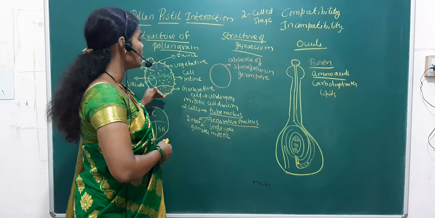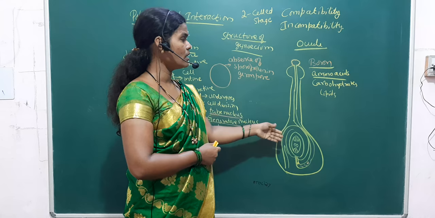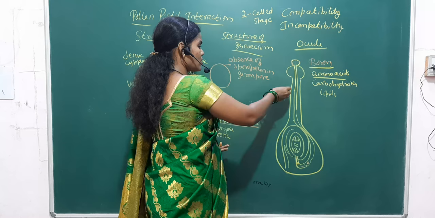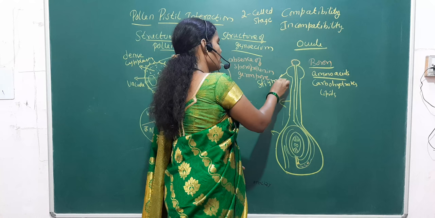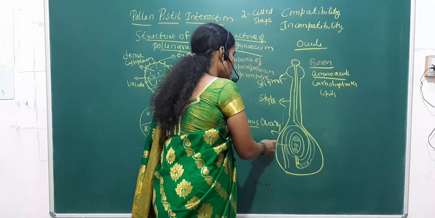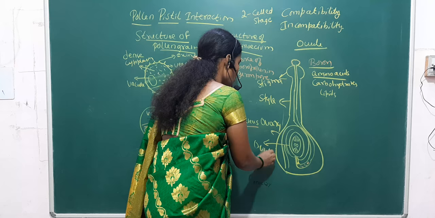So I have told you already the structure of the pollen grain and also how the stigma is going to get the pollen grain from the pollen tube. So the gynoecium structure is this one. This one is the stigma, this one is the style and this one is the ovary. Inside the ovary we can see there is a presence of the ovule. We are going to see the process of the ovule.